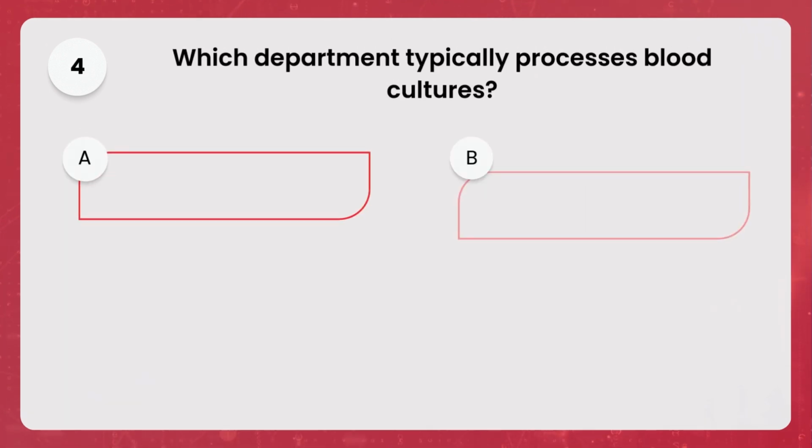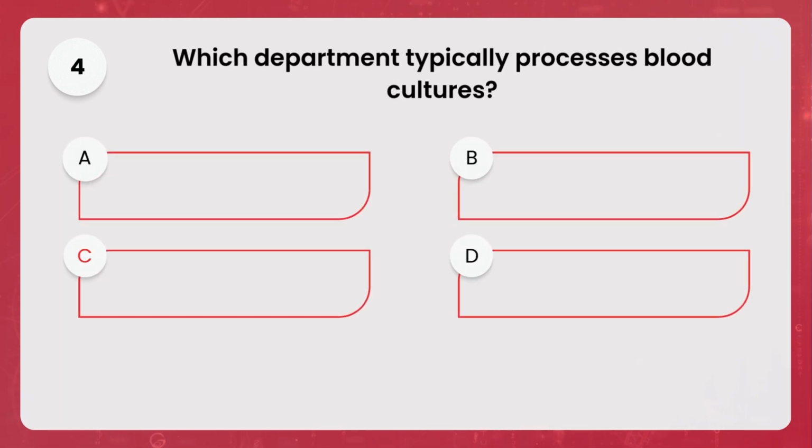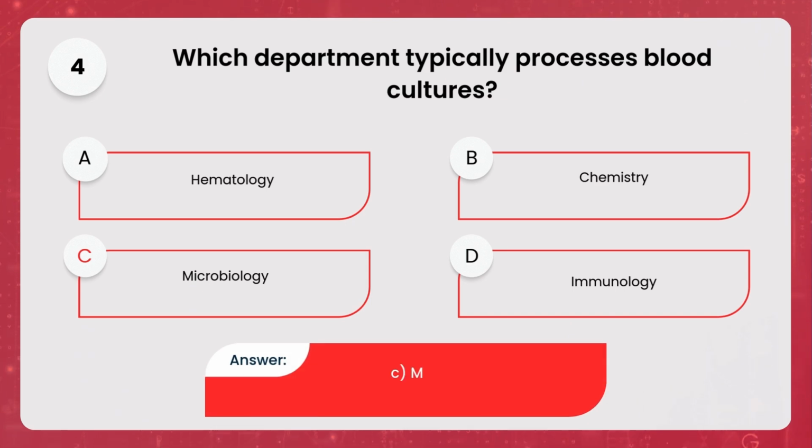Number 4. Which department typically processes blood cultures? A. Hematology. B. Chemistry. C. Microbiology. Or D. Immunology. The answer is C. Microbiology.